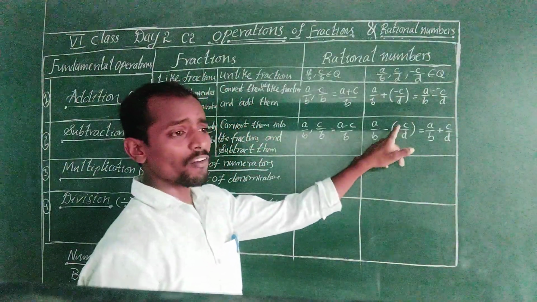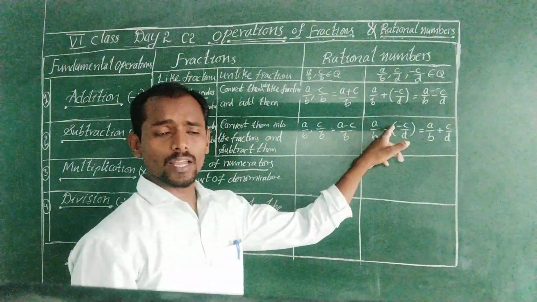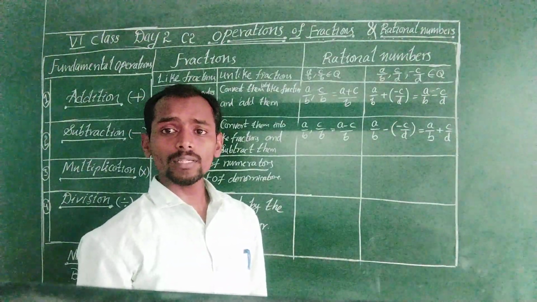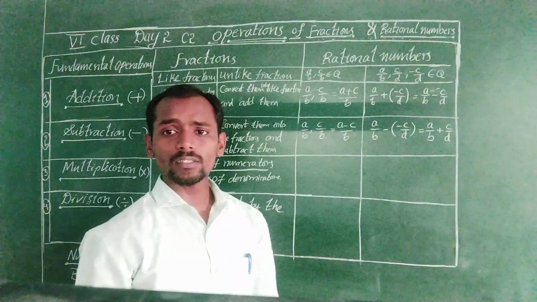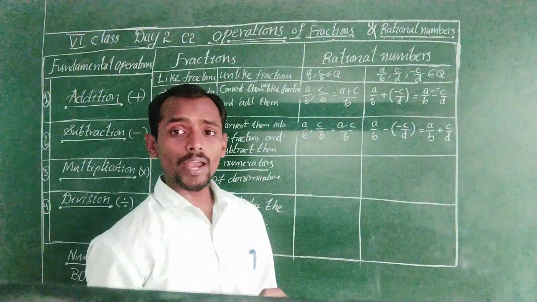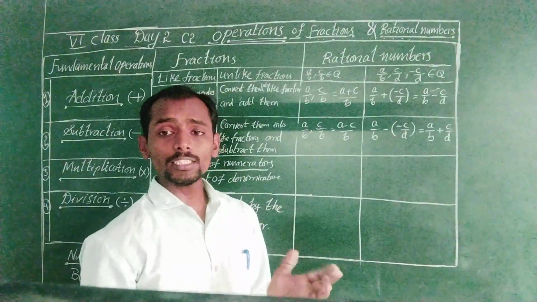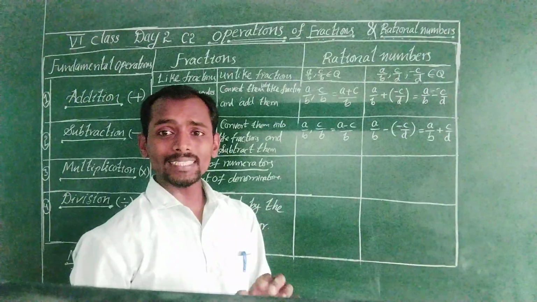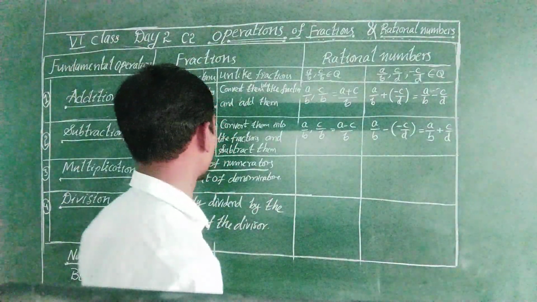What is the additive inverse of a rational number? You must learn this. If the sum of two rational numbers is 0, then the two rational numbers are additive inverses of each other. For example, the additive inverse of 2 by 3 is minus 2 by 3. We get the additive inverse of a number by changing the sign.